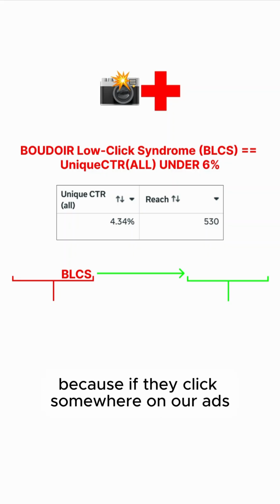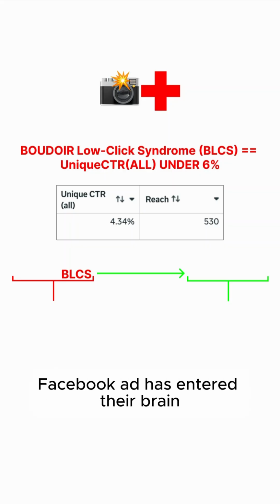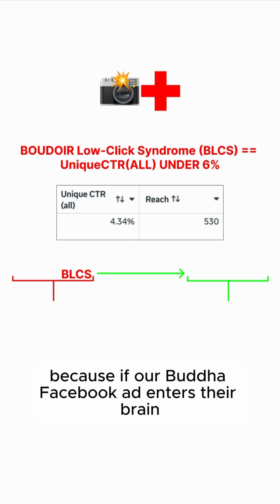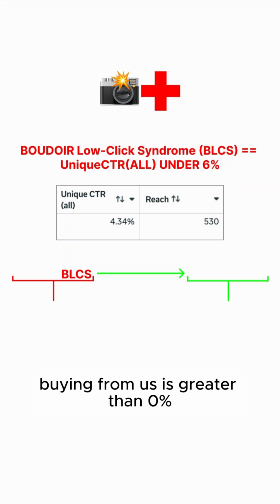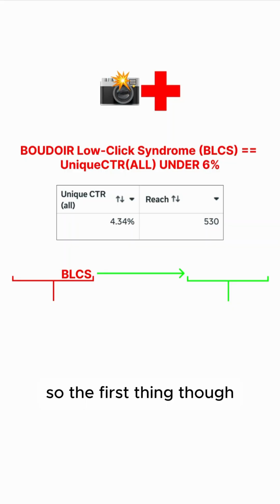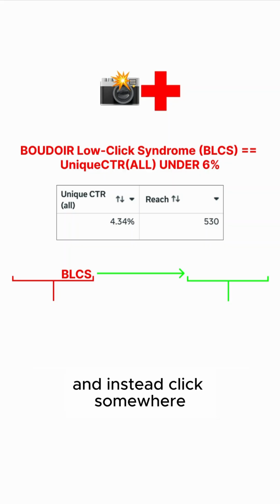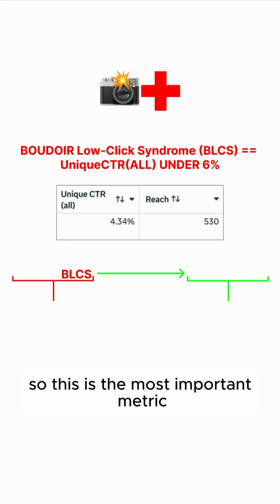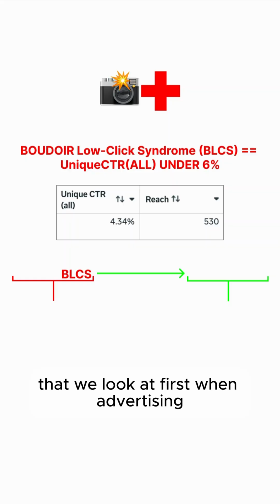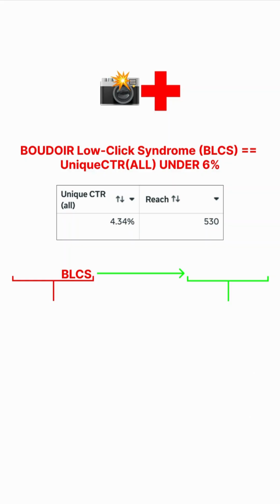And we care about this because if they click somewhere on our ads, that means our Boudoir Facebook ad has entered their brain. And we care about that because if our Boudoir Facebook ad enters their brain, that's the only chance of them buying from us being greater than 0%. So the first thing is we gotta get them to not scroll by and instead click somewhere, anywhere on our Boudoir Facebook ad. This is the most important metric that we look at first when advertising, and this is what we need to optimize for first. It's kind of the highest leverage activity we can do for all of advertising.